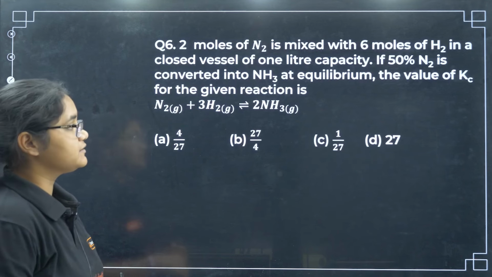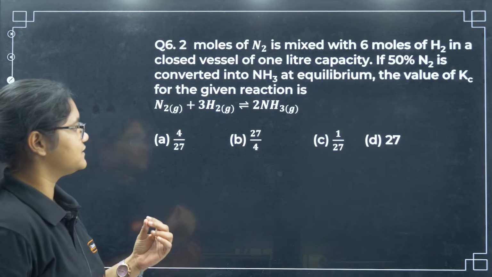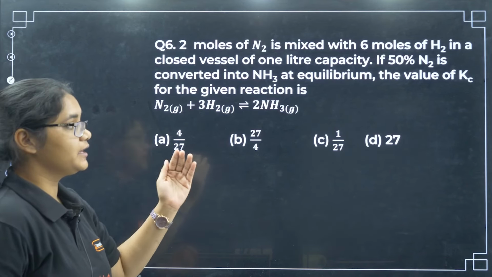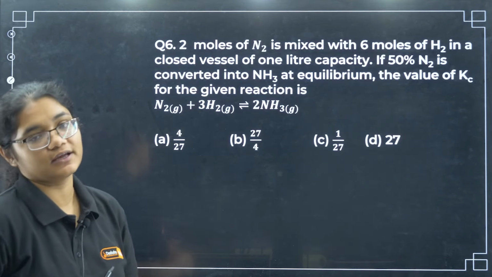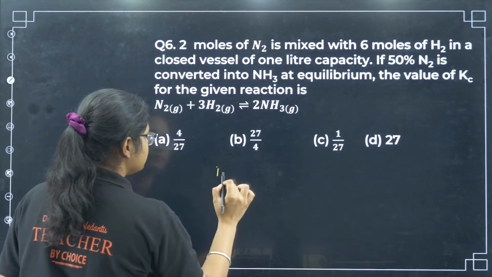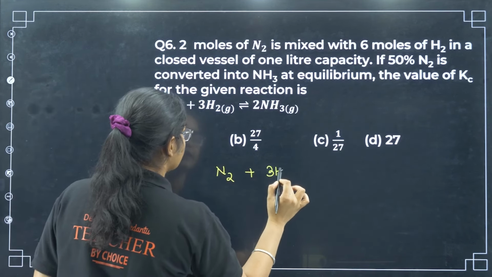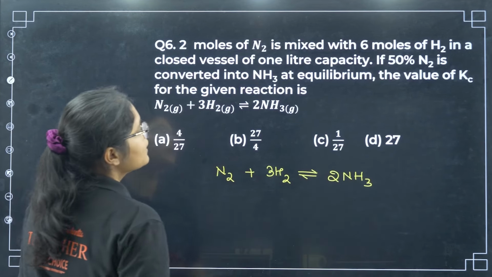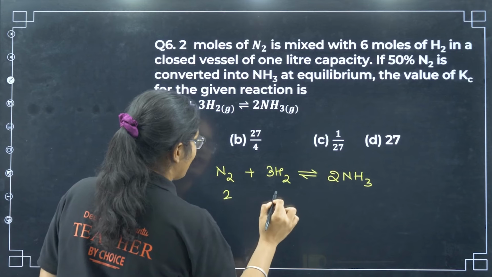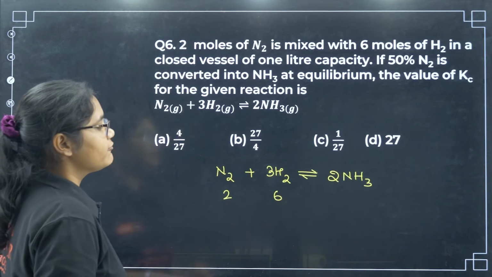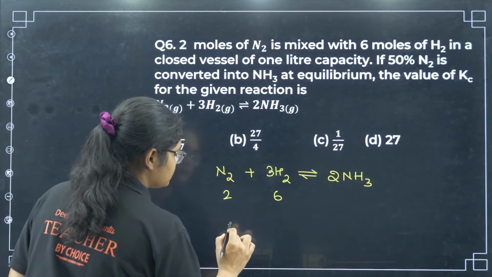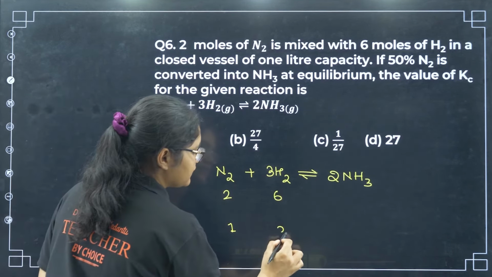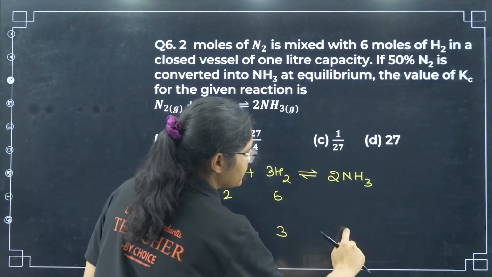Next, 2 moles of N2 is mixed with 6 moles of H2 in a closed vessel of 1 liter capacity. If 50% of N2 is converted into NH3 at equilibrium, find the value of Kc for the given reaction. So if I have N2 plus 3H2 gives 2NH3. Okay, so we have 2 moles of N2 and 6 moles of H2. Now 50% of N2 has dissociated, that means 1 mole of N2 has dissociated. 1 mole reacts with 3 moles. 1 mole gives you 2 moles.